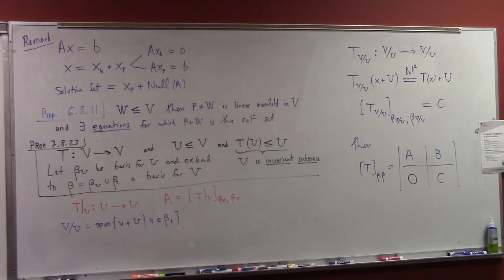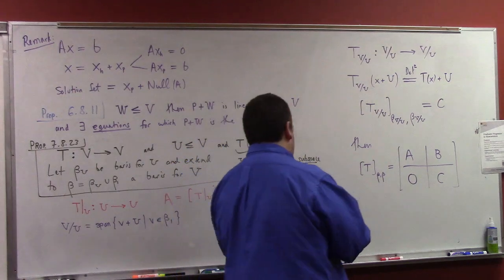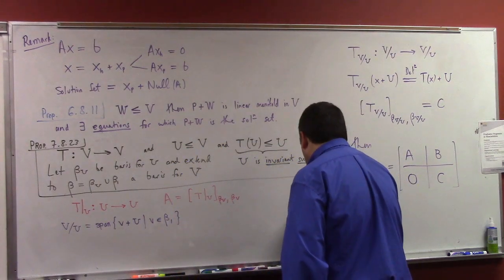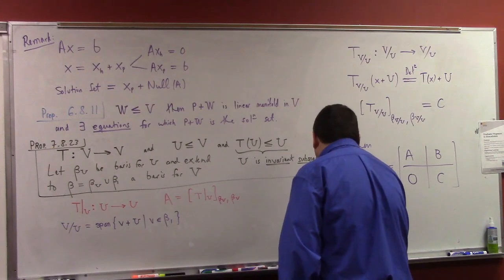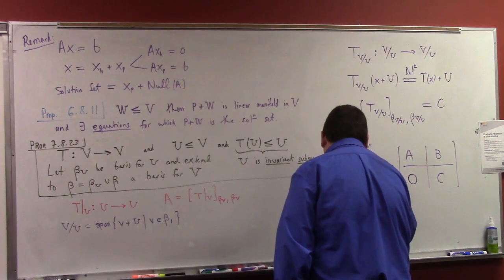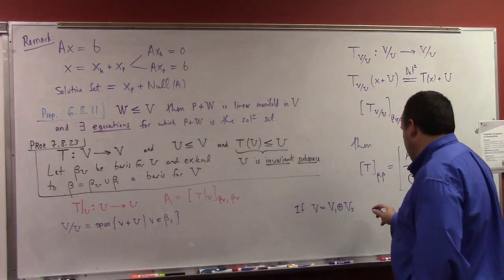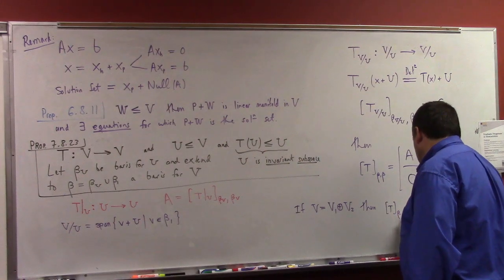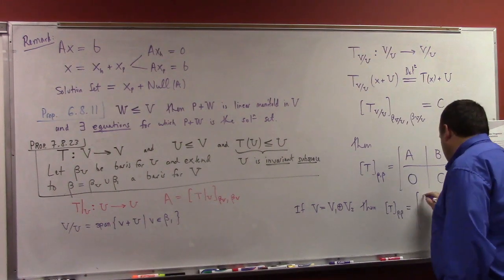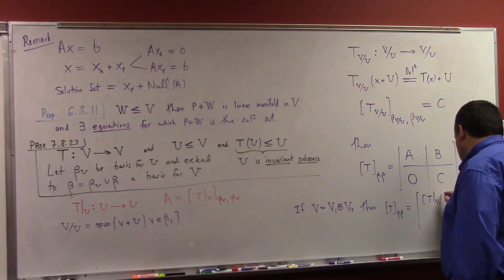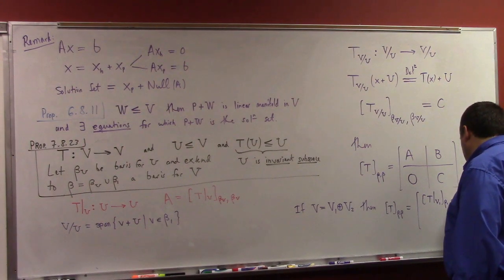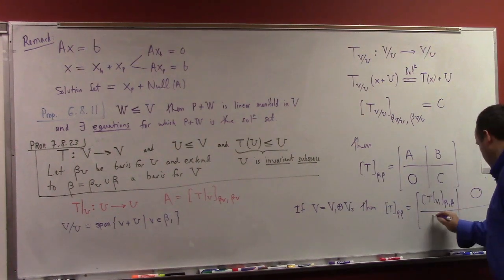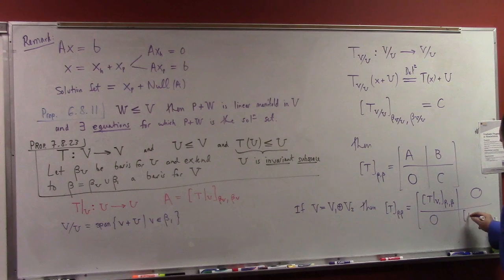Now, what would it mean though? A corollary to this, and this is really more the point of what I wanted to get at today, is that if V is equal to V1 direct sum V2, then you could have the matrix of T with respect to the beta basis. It'd be block diagonal: the matrix of T restricted to V1 with respect to the beta 1 basis, zeros here, and then the matrix of the restriction of T to the V2 space with respect to the beta 2 basis.